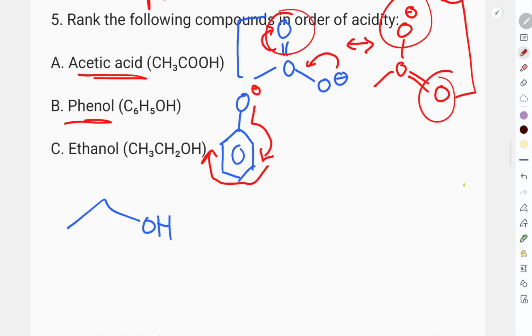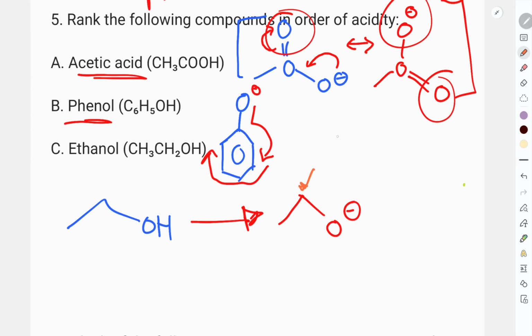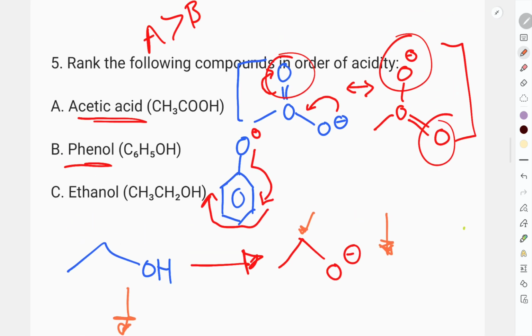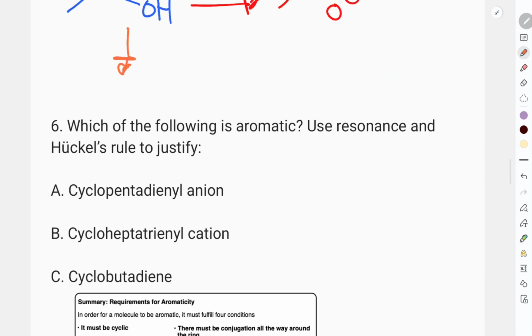Now for ethanol, it's a bit more tricky. I think we should look at its conjugate base, and it's going to be ethoxide. It will look something like this, and it'll have a negative charge. So ethoxide cannot participate in resonance because the carbon atom that it's bonded to is sp3 hybridized. Therefore, there's no lone p orbitals for it to distribute. So if this is not stable, that means this acid will not be as strong. So the ranking will be A is greater than B is greater than C.